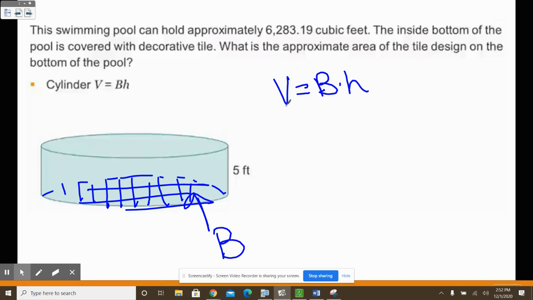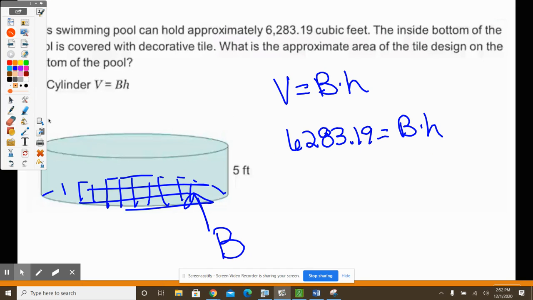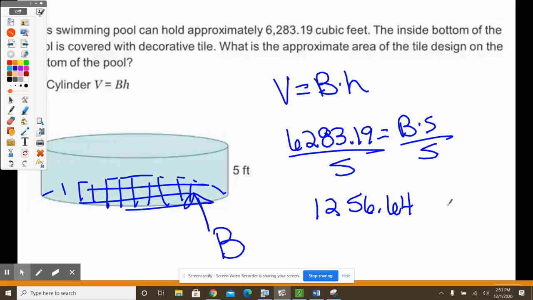Well, what is the volume? The volume is 6283.19. That's big B times H. They also told me what the height is, so I shouldn't have put H. What should I put instead? I should put the 5. And then to find out what that area is, I'm just going to divide both sides by 5. So it's a calculator problem. And I'll see that I need 1256 point, let's say 64. That's big B, which is the area, square feet of tile.